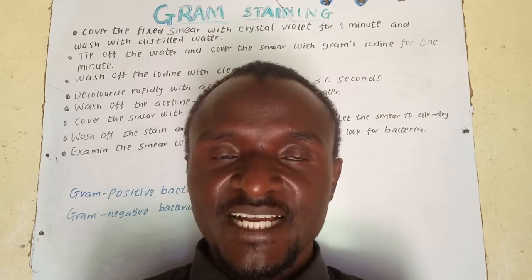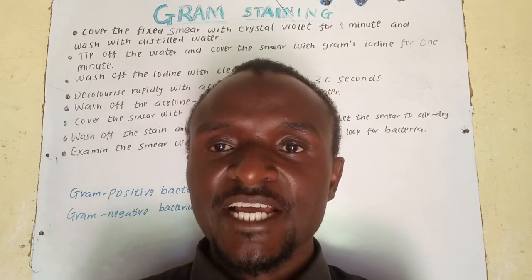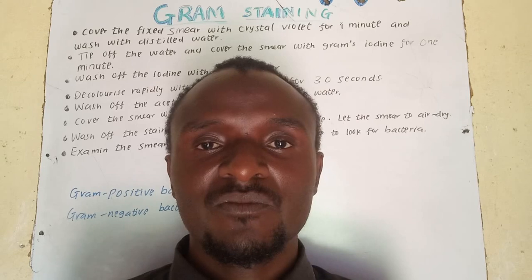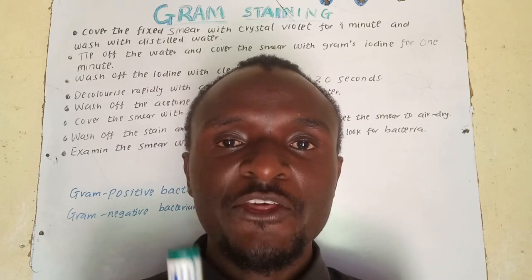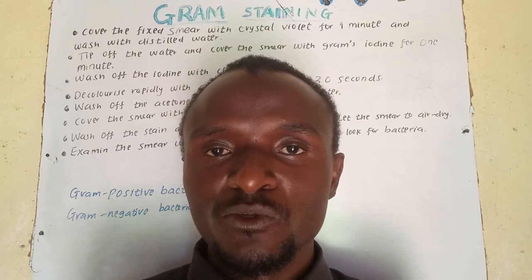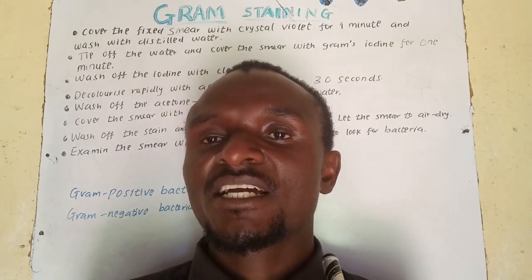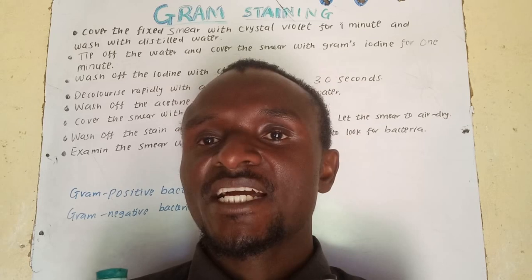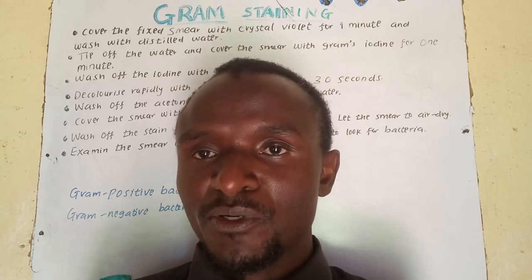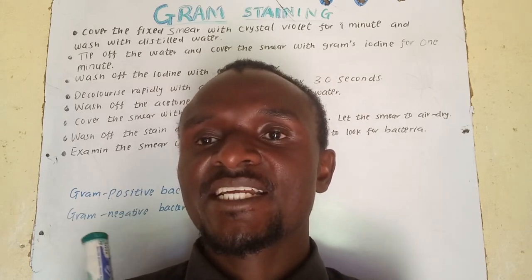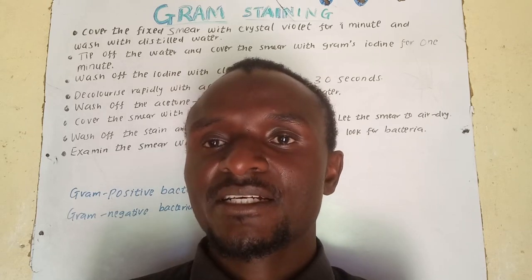Wipe the back of the slide and let the slide air dry. Examine the smear with oil immersion objective to look for bacteria. Interpretation of the results. Gram-positive bacteria stain purple. Gram-negative bacteria stain pink.